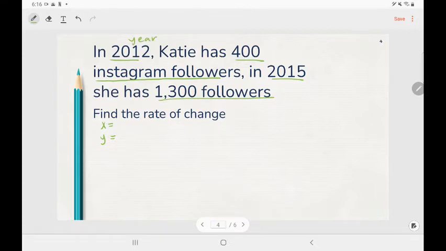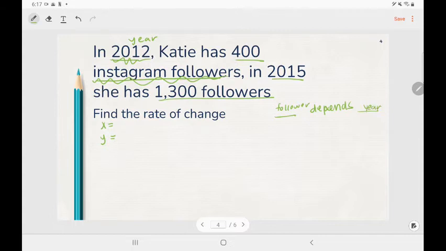400 represents the number of Instagram followers. If I try to construct the following sentence, I can determine which is my independent variable. Is the number of Instagram followers going to depend on what year it is? Or does the year, what year it happens to be, depend on the number of Instagram followers I have? And the answer is that the followers depend on the year.